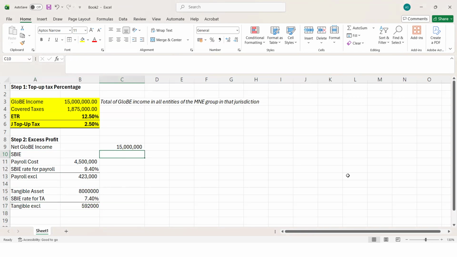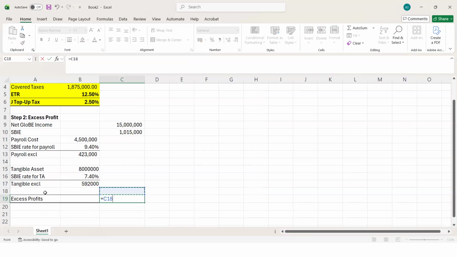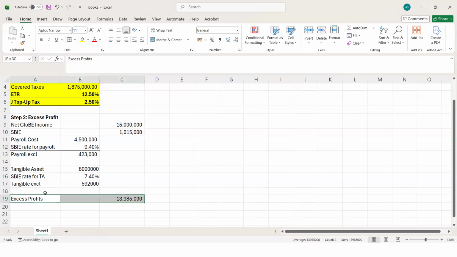What is my total SBIE? Which is going to be the total of this plus this. Okay, I'll get an exclusion from my net global income, and the remaining is what is excess. So excess profit is going to be my net global income minus the substance-based income exclusion. This is nothing but my payroll cost for eligible employees plus tangible asset. I'll just kind of reduce that. So what I find is excess profit.